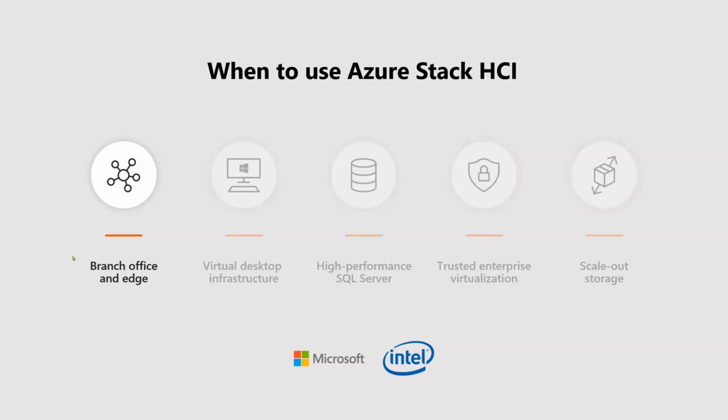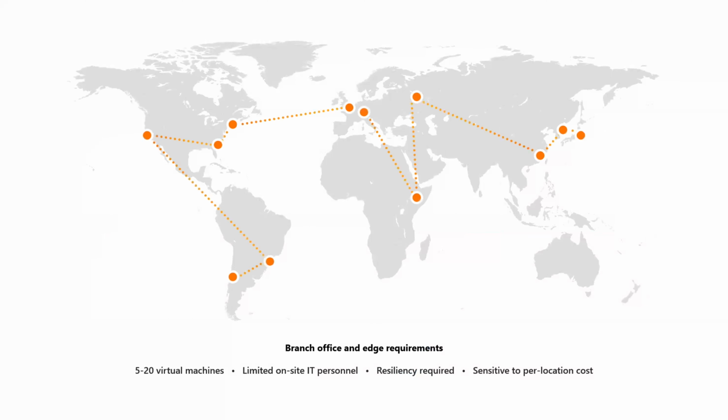All right. So branch office. Let's say you have offices all over the world and these offices require 5 VMs, maybe 20 VMs, depending on where you have limited on-site IT staff and may not have any IT staff at those locations. You want resiliency as a requirement and are sensitive to per location cost. Stack HCI makes perfect sense. Like I said, you can start with minimum 2 nodes and then you can grow from there, and you can manage everything from one location. You don't have to send anybody on site. So that one is very much a low hanging fruit.